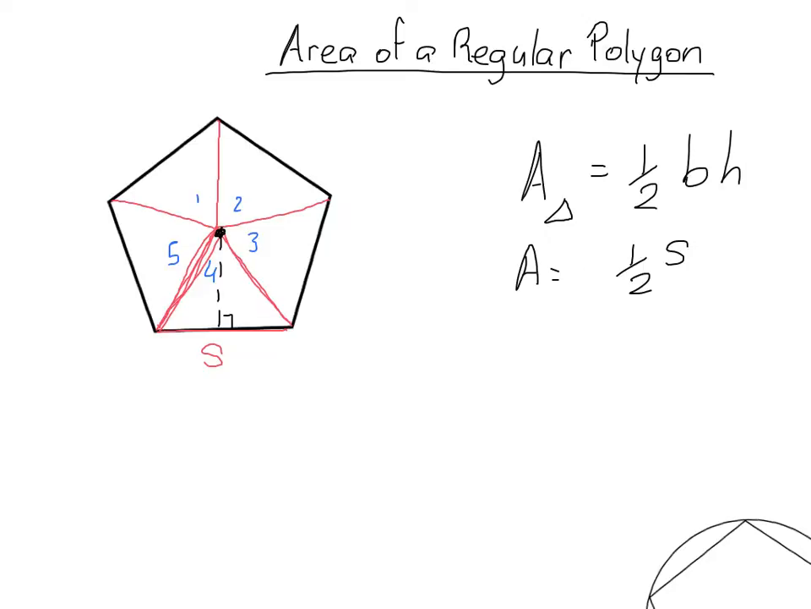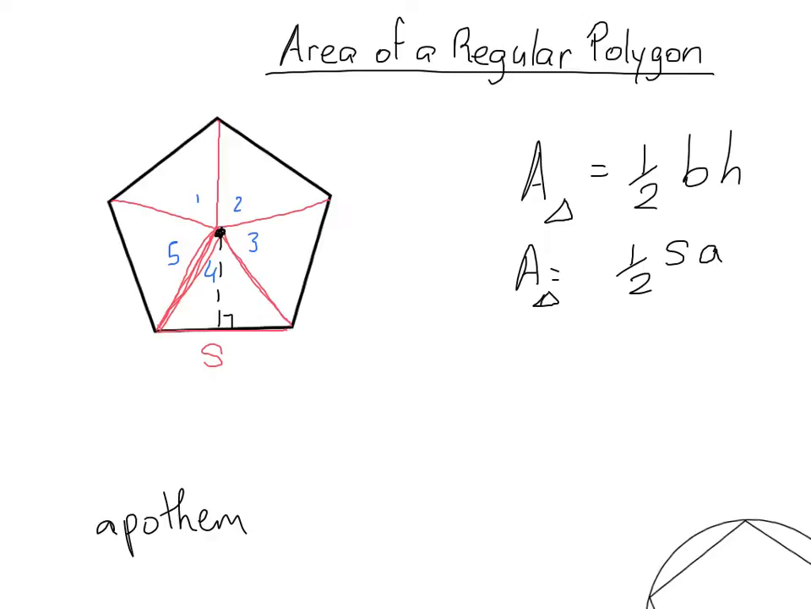I'm not sure if I'm pronouncing it right, but it's spelled A-P-O-T-H-E-M. All right, so in order to figure out the area of triangle 4, it is half base, which is called side in this case, times height, which is called the apothem. So half side times apothem. Now, that's just the area of one triangle, but what we are trying to find is the area of all 5 triangles.